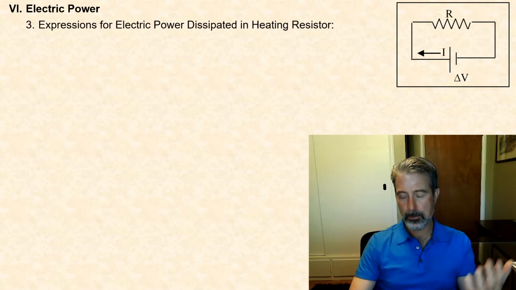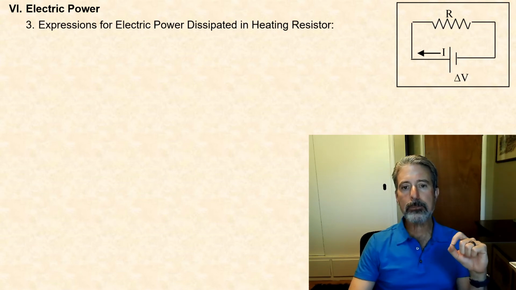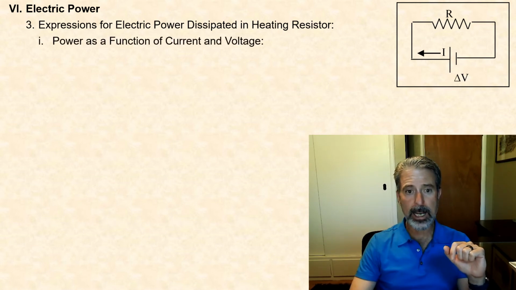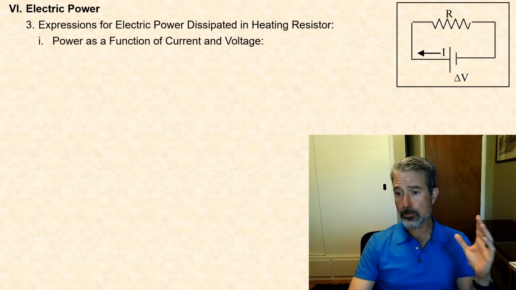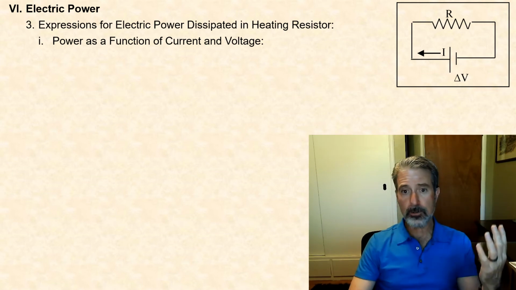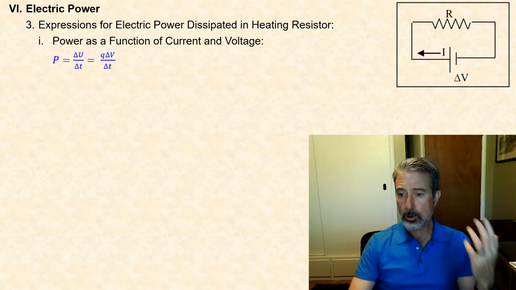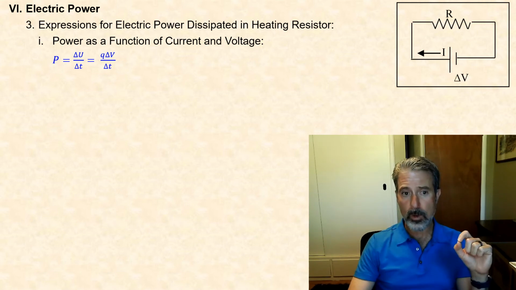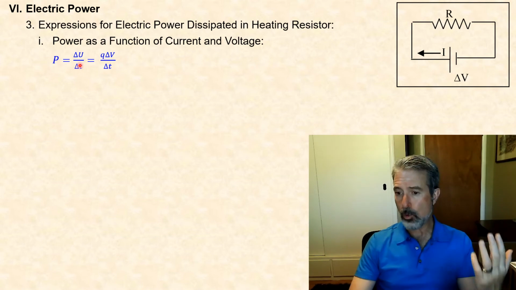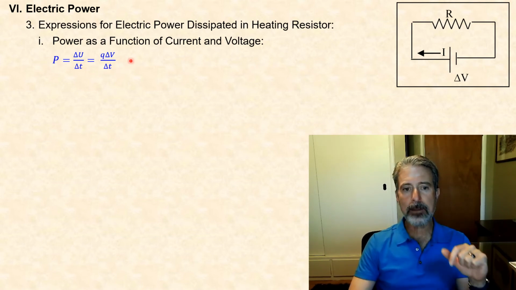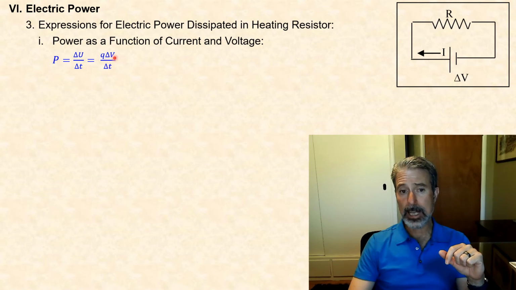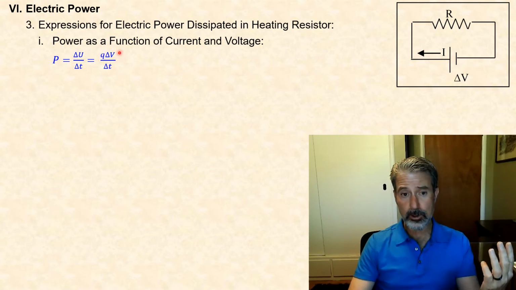So, starting with the power that is dissipated in heating the resistor in the simple circuit we're looking at here, first we're going to derive an expression for electric power as a function of current and voltage. From our definition, if power is the rate at which electric potential energy gets converted, that would be a measure of electric potential energy, delta U, divided by time. Remember, a rate is always some quantity divided by time. This expression is what we derived on the last slide. This comes from our definition of electric potential difference.